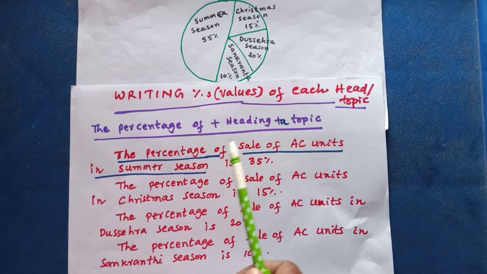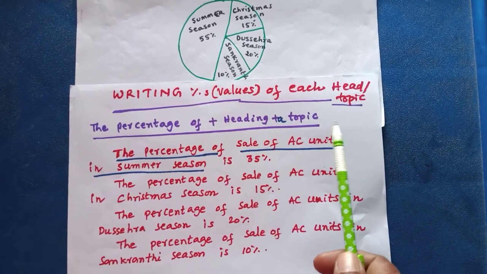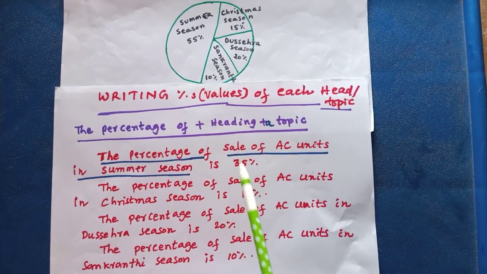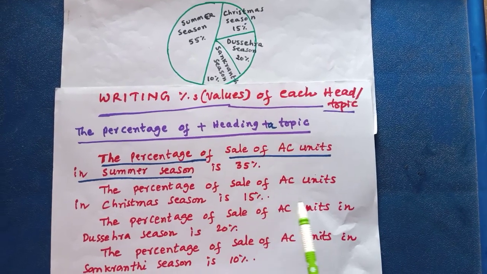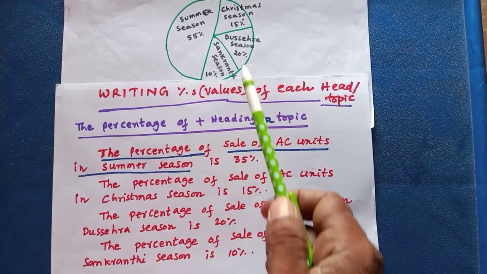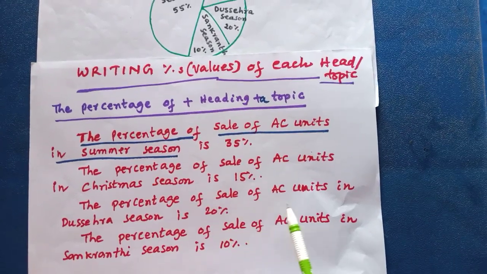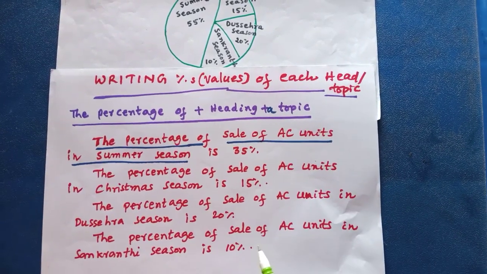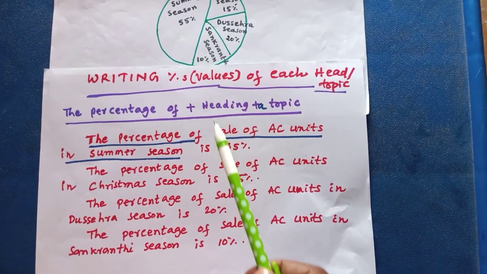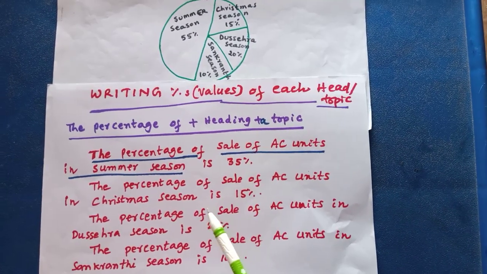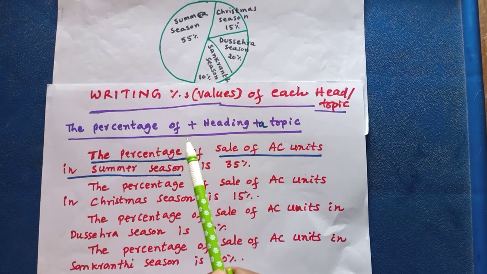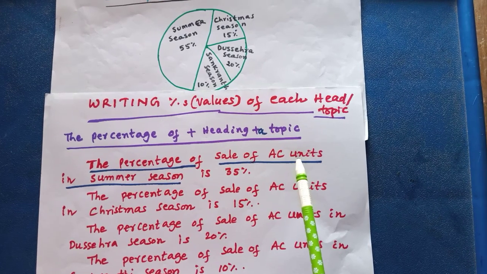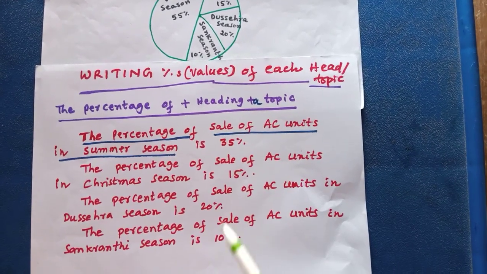The description of writing values of each head or topic may be like this. The percentage of sale of AC units in summer season is 55%. The percentage of sale of AC units in Christmas season is 15%. And the percentage of sale of AC units in Dasara season is 20%. And the percentage of sale of AC units in Sankranti season is 10%. Like this, just making use of this structure, the percentage of plus the heading of the diagram plus a topic name, we can easily write 4-5 sentences like this.